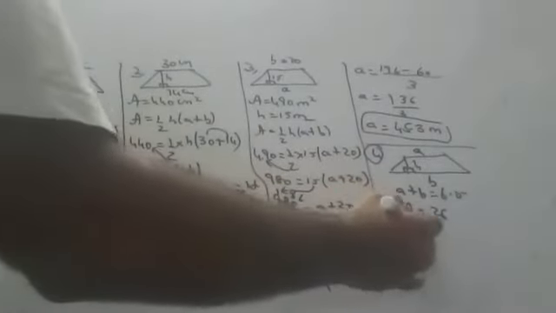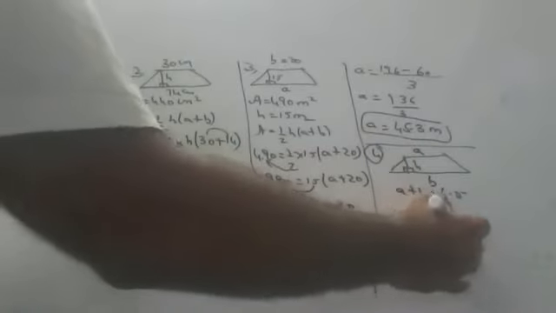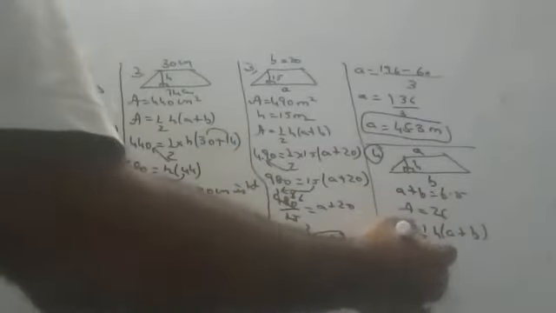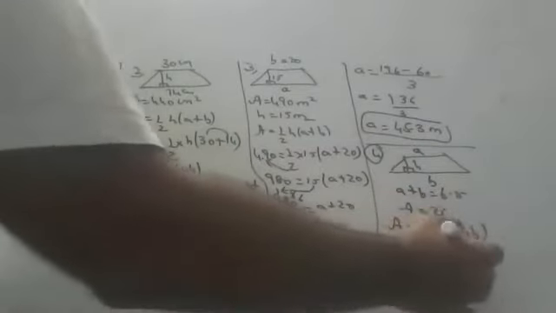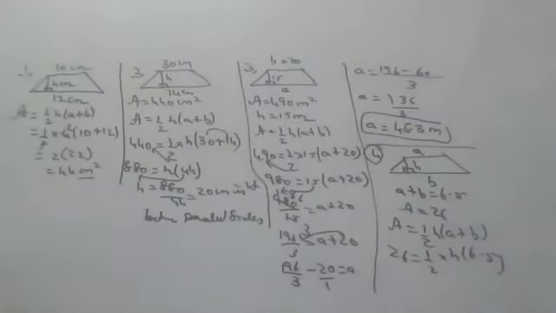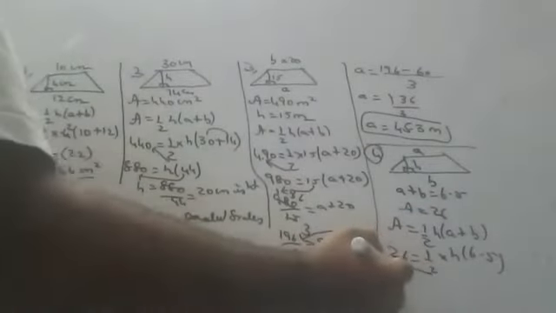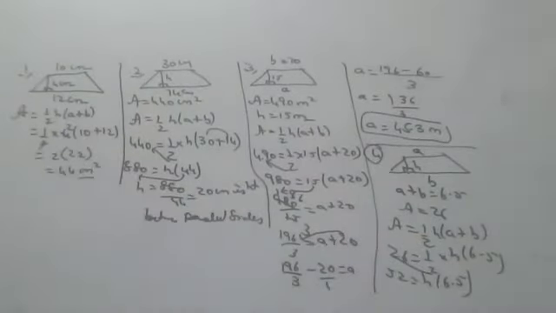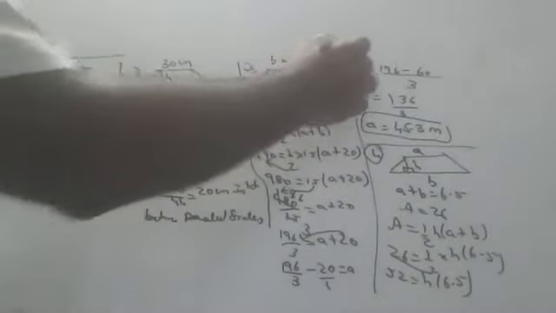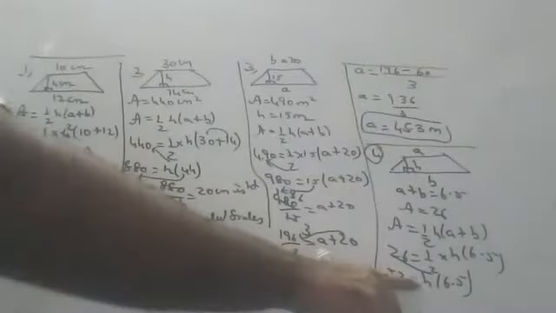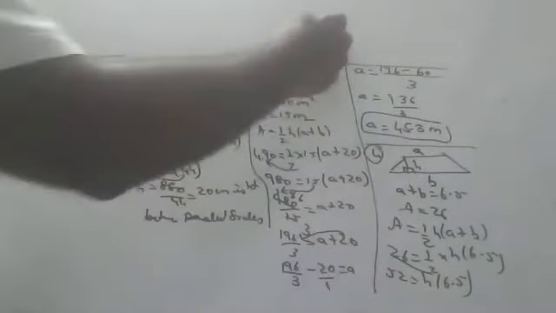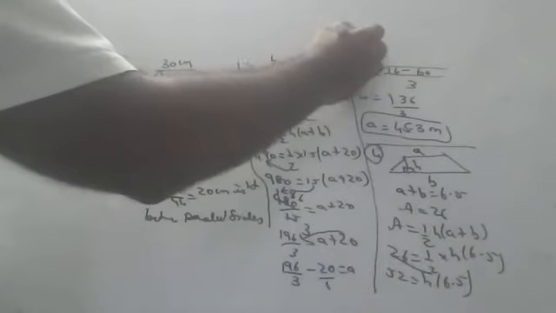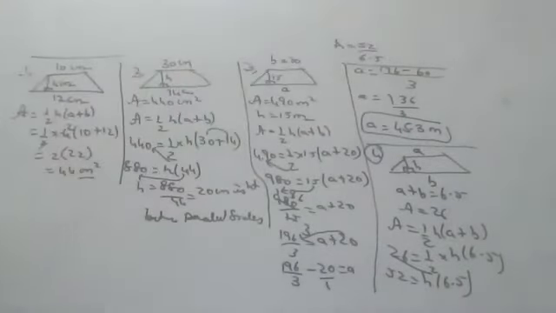So area is equal to half h into a plus b. 26 is equal to half into h. We have to find a plus b, 6.5. Okay, this comes here. 52 is equal to h into 6.5. Are you able to understand it? Now here I'm showing. Please see here. So 6.5 will come down. So h is equal to 52 by 6.5.